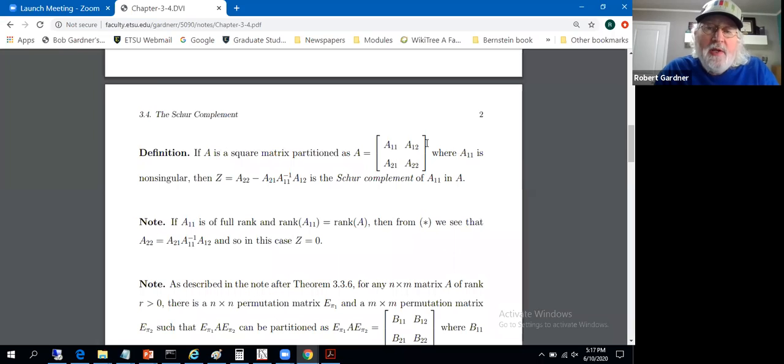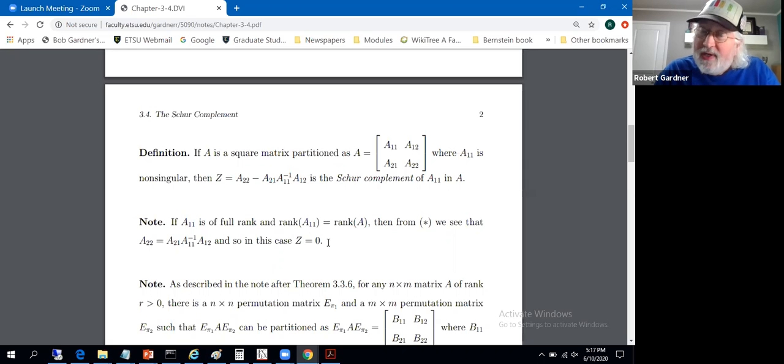So that little pattern is the same thing we had above. To tie it into the observation above, if A11 is full rank and has the same rank as matrix A, then we have the situation we had upstairs. Then this A22 entry must be of the form A21 A11 inverse A12, the computation we showed above. And so the Schur complement of A11 in A must be A22 minus that, but A22 equals that. The Schur complement must be 0.